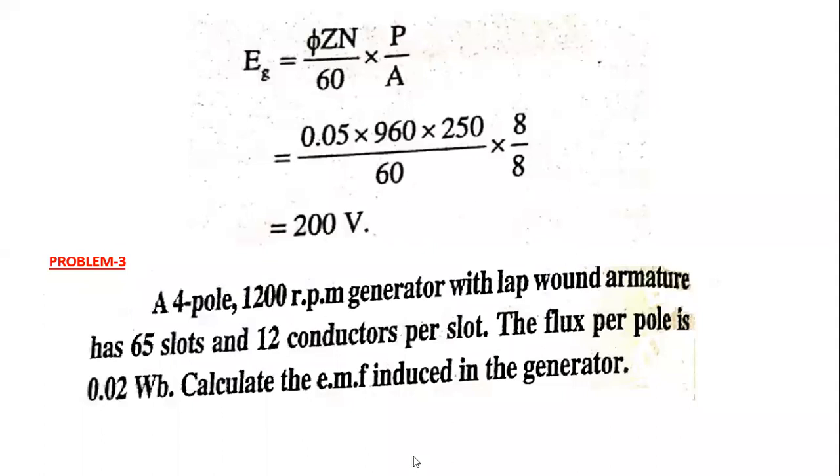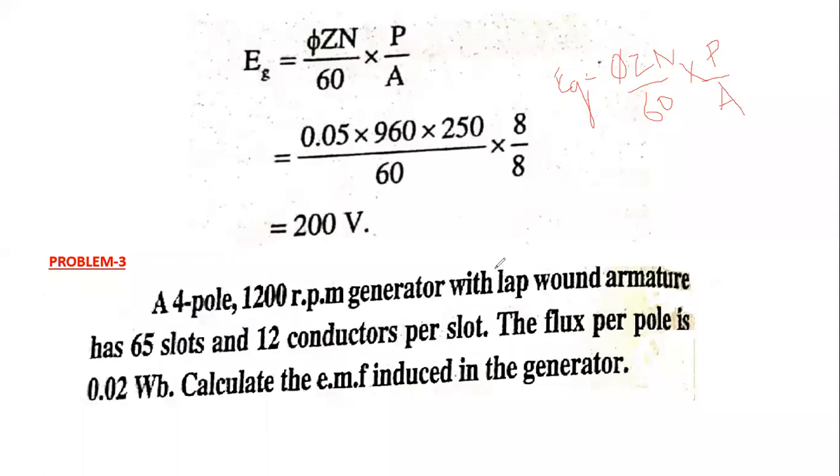Therefore, EG is equal to, what is the formula for that EG? EG is equal to pi Z N by 60 into P by A. This is the EMF generated in the DC generator.